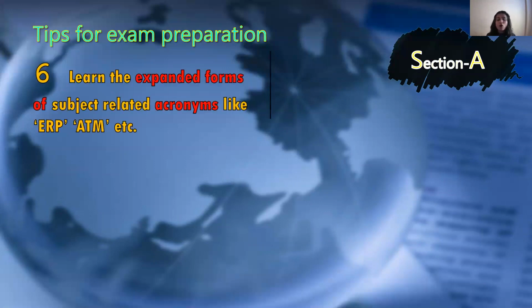Learn the expanded forms of subject-related acronyms like ERP, ATM, COPRA, RTI. Now, these are all acronyms which are very important from the exam point of view, and you must know the proper full forms of these acronyms, right? So, what is ERP? It is Enterprise Resource Planning. ATM is Automatic Teller Machine, right? So, be well versed and thorough with these acronyms and what their full forms are, right?